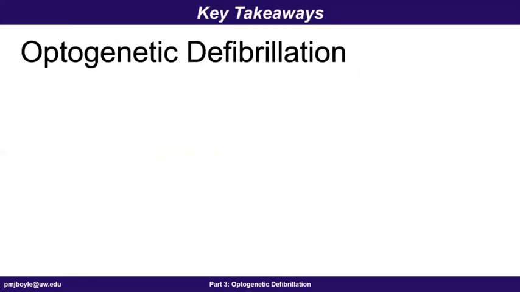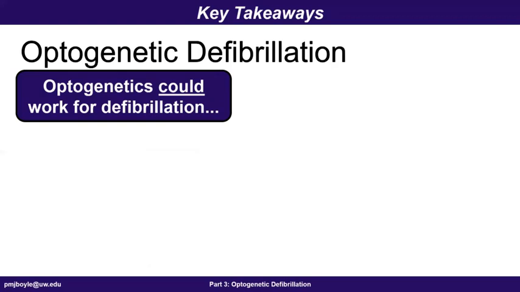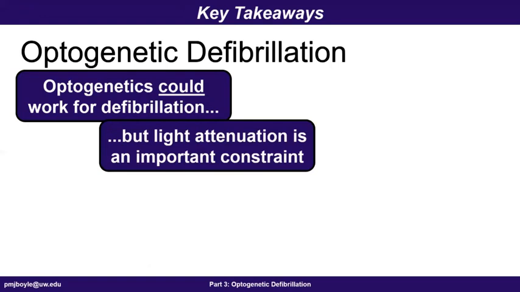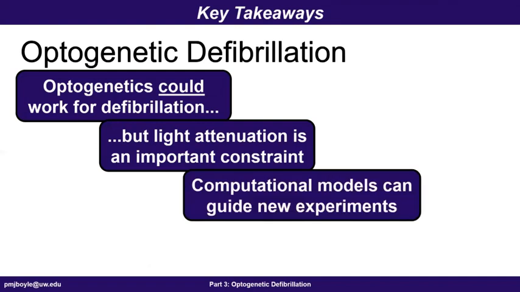So what have we learned from here? Well, we think optogenetics could someday work for defibrillation. But if it does, overcoming the light attenuation problem is going to be a hugely important constraint. We think that computational models can help guide new experiments. And specifically, at this point in the field, there were big considerations being given to doing larger animal optogenetic models, doing rabbits, pigs, dogs.